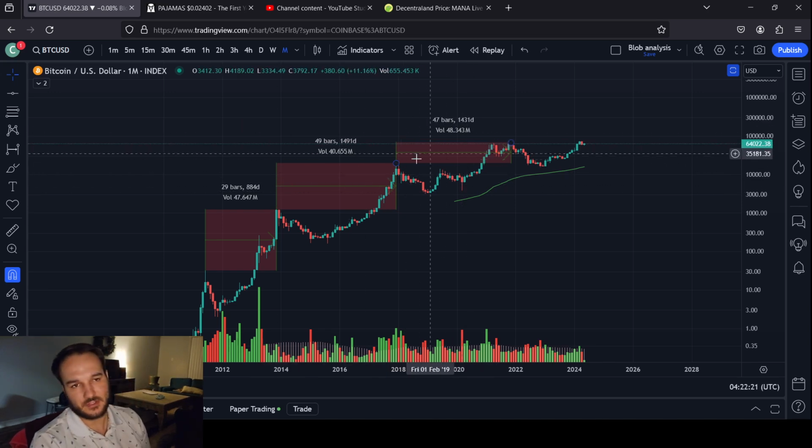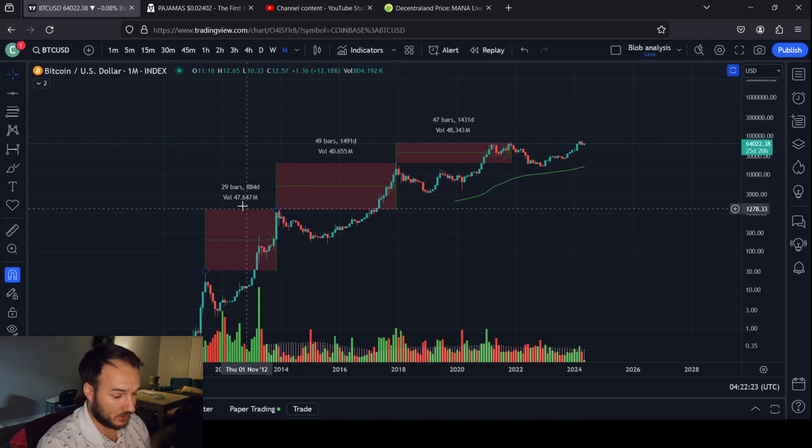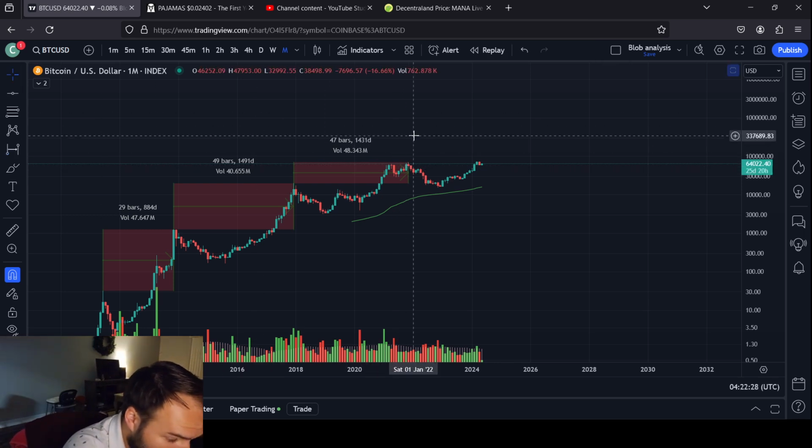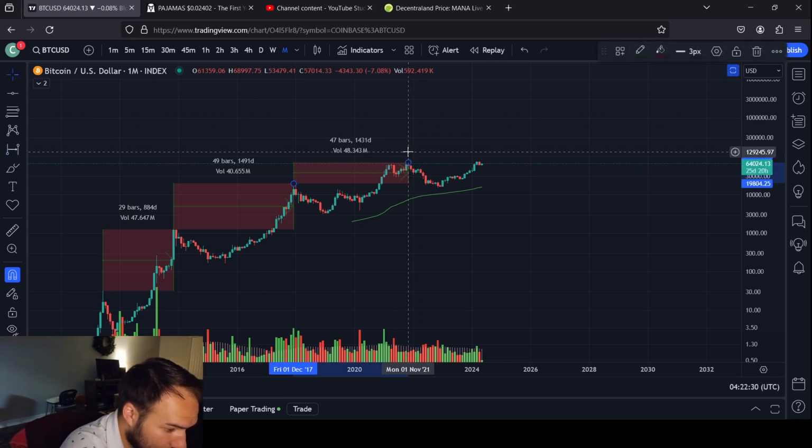I'd feel safe in assuming somewhere around these numbers, but it is possible it could last a shorter amount of time. However, 47. Is it 47? Yeah, it is. Okay, 47.